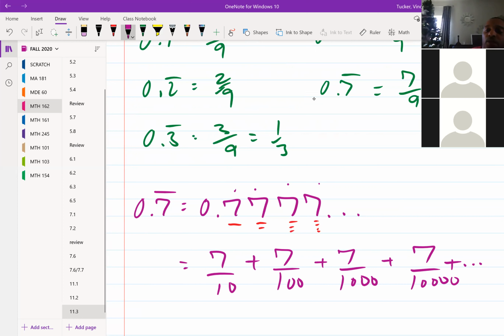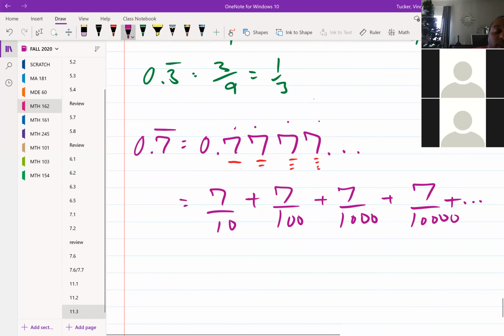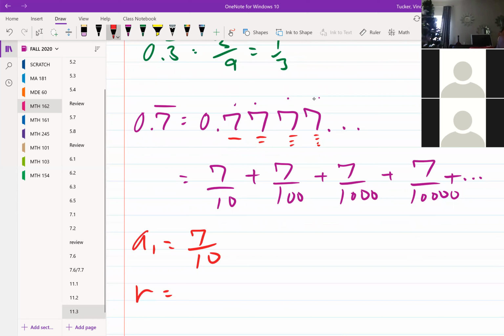All right. So if I were to look at this geometrically, there's a geometric sequence. That means that a sub 1 is equal to 7 over 10, and then r is 1 over 10, because that's the only thing that's changing. From 7 over 10, you multiply that bottom by 10, that'll give me 100 in the bottom. Multiply the 100 by 10, it gives me 1,000 in the bottom. Multiply the 1,000 by 10, I get 10,000 in the bottom, and so on.